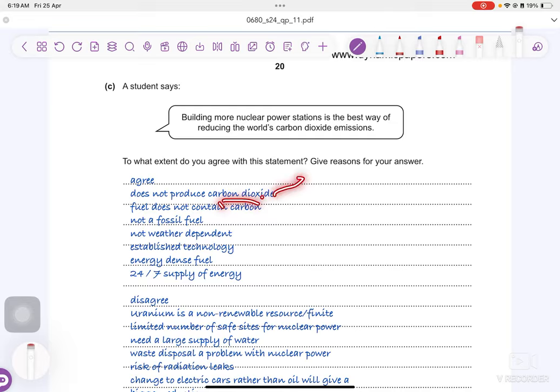And you know that carbon dioxide is a greenhouse gas, right? So an increased level of greenhouse gas can cause global warming. We spoke about this. Fuel does not contain carbon. Not a fossil fuel, okay? Not weather dependent. You can use it any time, not like solar or wind. Established technology. Energy dense fuel, and the energy supply could be 24/7, like all the time. It's available all the time.